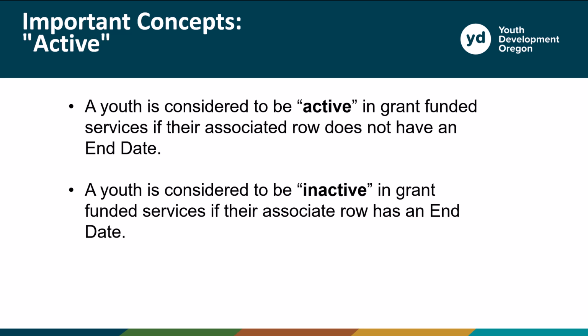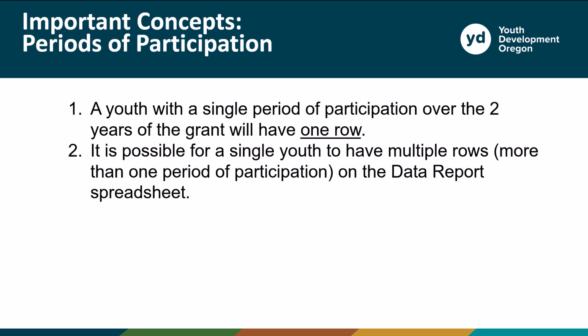A youth is considered to be active in grant funded services if their associated row does not have an end date, and in contrast, a youth is considered to be inactive in grant funded services if their associated row does have an end date. So, a youth with a single period of participation over the 2 years of the grant will have one row. We're just using one spreadsheet for both years.